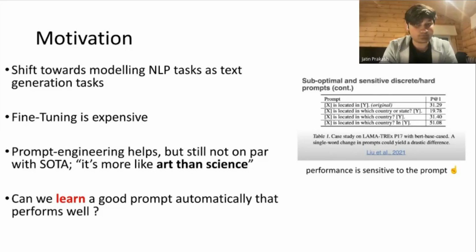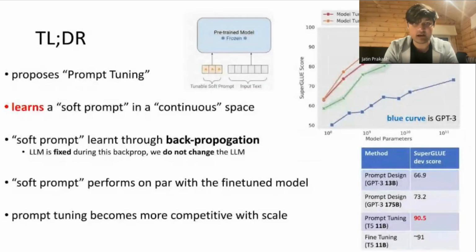As you can see on the table on the right, the performance is very sensitive to the prompt that we provide, even though they're semantically the same thing. The prompt here is "X is located in Y." This is the original prompt. It gave a precision of 31. Precision is just accuracy. But when we change it slightly, it changed by a significant margin. And there is no logical conclusion of why this prompt performs better than the earlier one, even though they semantically mean the same thing. So this is another motivation, because the prompt is very fragile to the evaluation task.